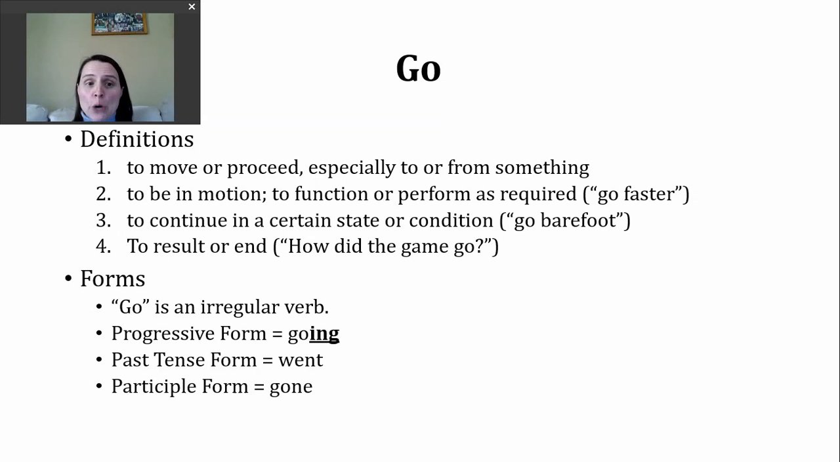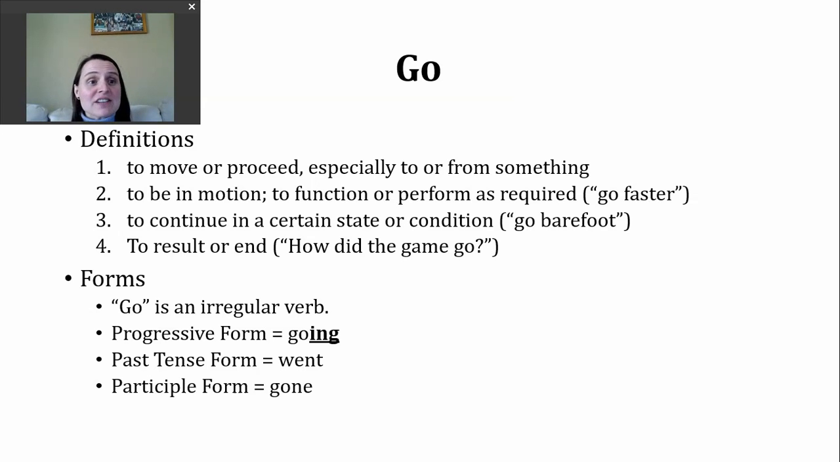Fourth meaning for the word go is to result or end. And again, here's another example. How did the game go? So this meaning to result or end would be common in questions when you're asking what the result or end of something is. So you might hear people ask how their day went, which is going to connect down into some of the irregular forms of this verb go.